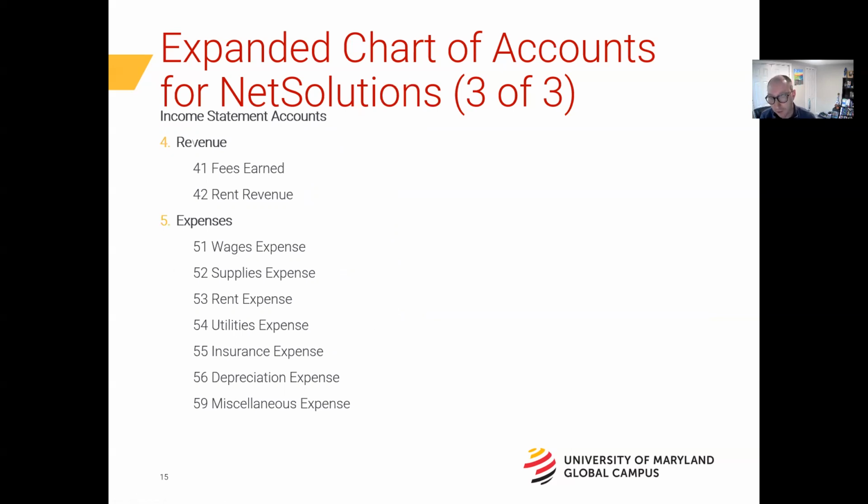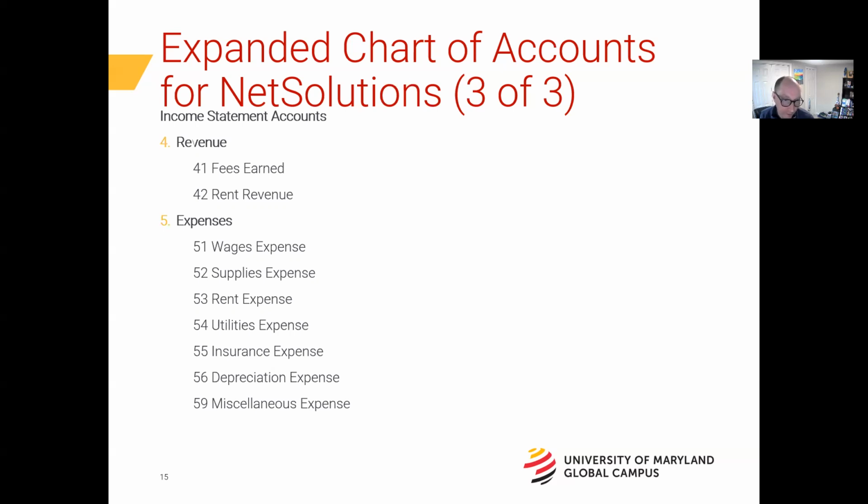Revenues are cash coming into the business, not technically cash. Those are sales made by the business. Sales can, of course, as you know, be either cash or made on account. When it's on account, that means accounts receivable. So fees earned and rent revenue are examples of revenue.